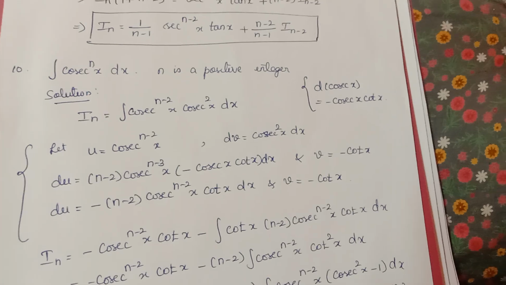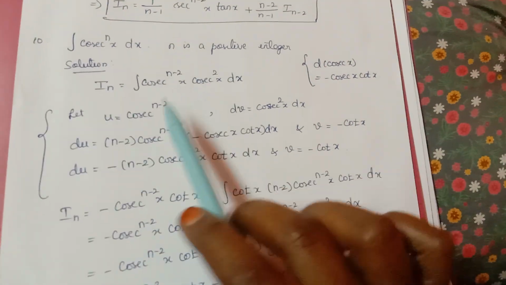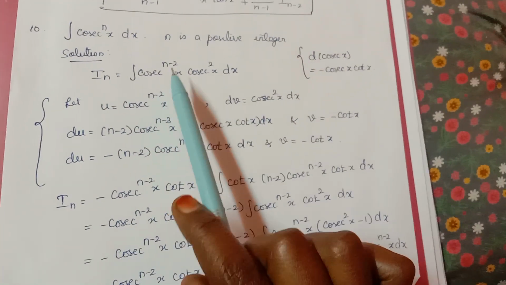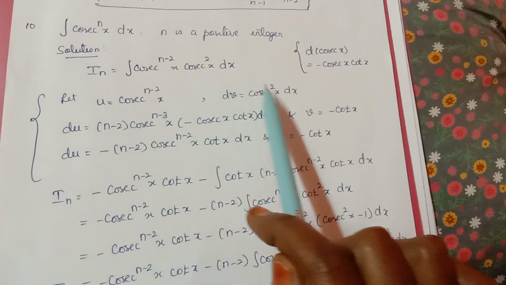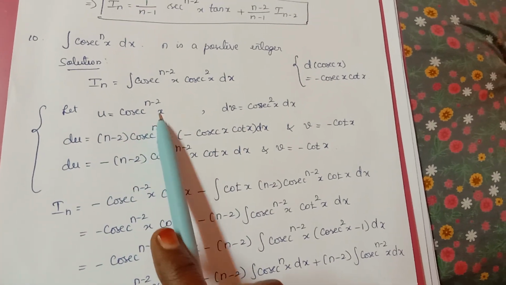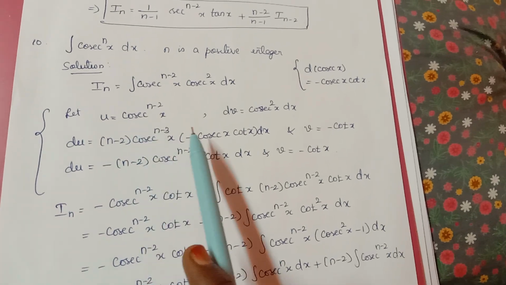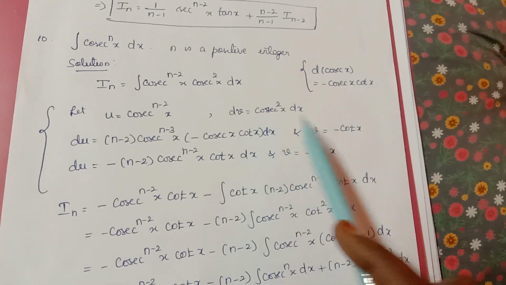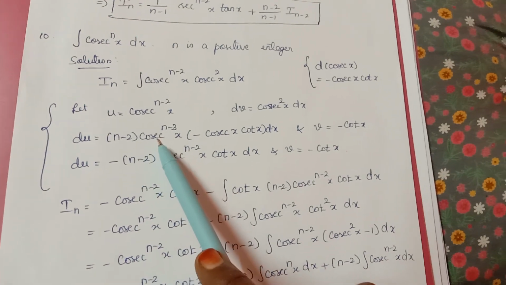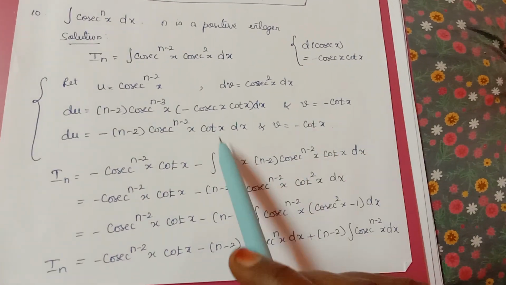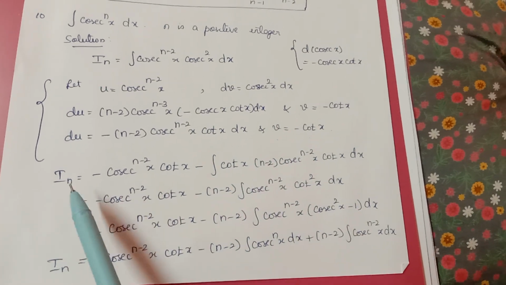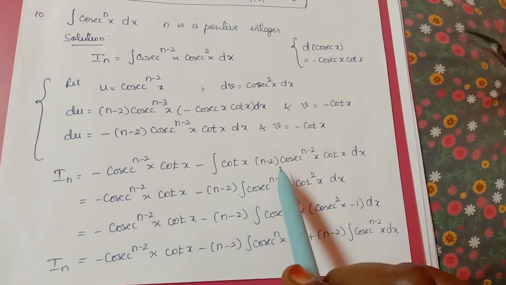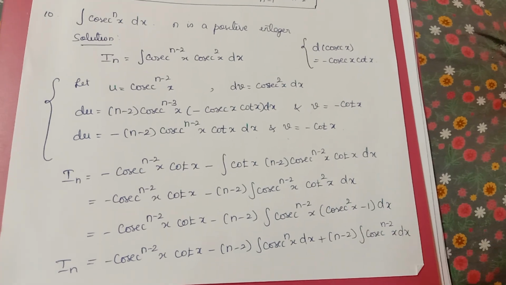In the same way, we have the procedure for cosecant power nx dx. Take I n equal to integral cosecant x power n dx and split the term into cosecant power n minus 2 into cosecant square x. This is my u and this is my dv. So du equal to n minus 2 cosecant power n minus 3x into differentiation of cosecant x, which is minus cosecant into cot x, by chain rule. Okay, then integration of dv, that is cosecant square x, is minus cot x. So here it will be minus n minus 2 into cosecant power n minus 2x into cot x dx, and here it will be minus cot x. So I n equal to minus cosecant power n minus 2x into cot x minus integral cot x into n minus 2 into cosecant power n minus 2x into cot x dx.